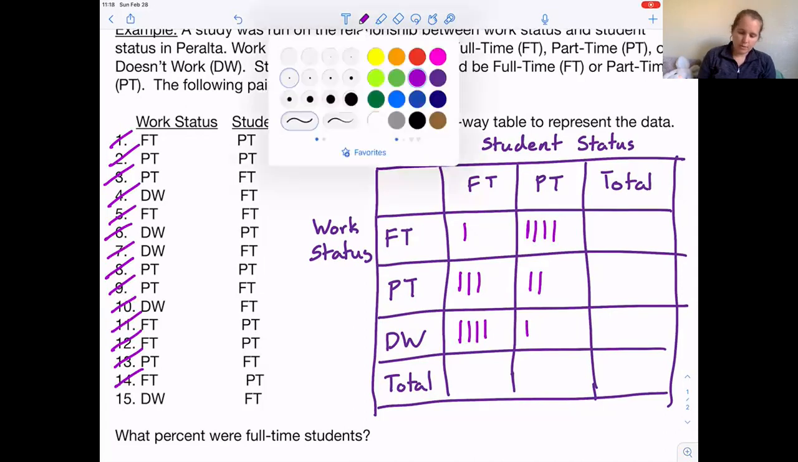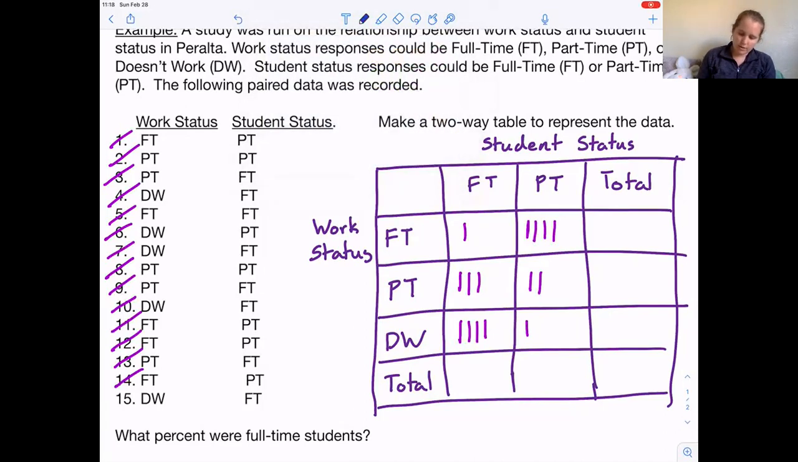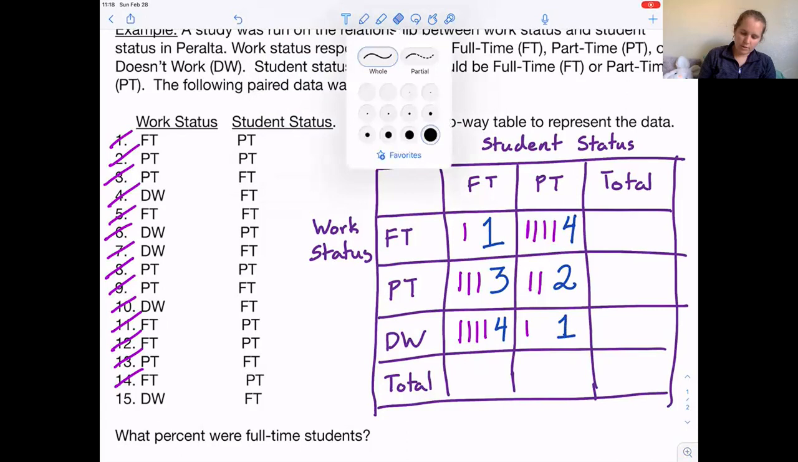Now let's go ahead and replace those with a number. So for full-time and full-time, we just have 1. For full-time and part-time, we had 4. Part-time, full-time, there were 3. Part-time and part-time, we have 2. Don't work and full-time, we have 4. Don't work and part-time, we have 1. Now I'm going to get rid of those tick marks.